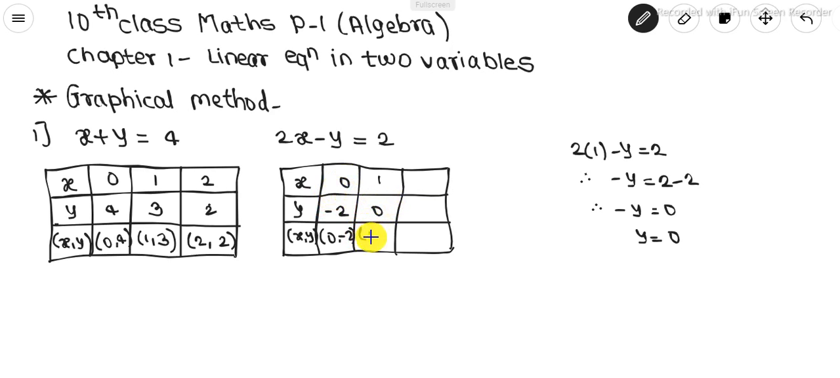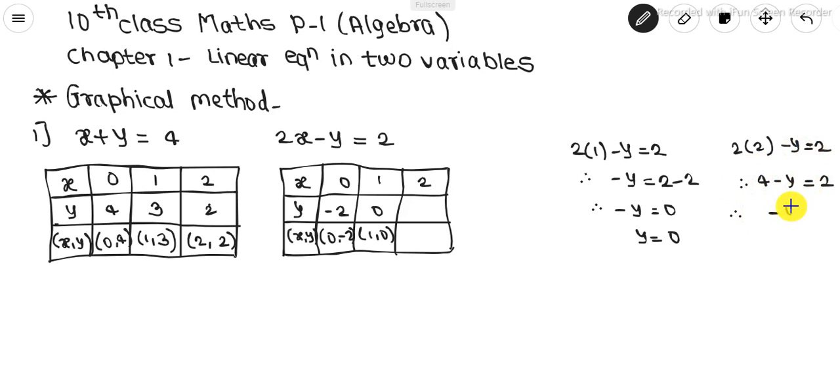This is the second coordinate, 1, 0. Now if we put the value of x equals 2, then we get the value of y: 2 multiplied by 2 minus y is equal to 2. Therefore, 4 minus y is equal to 2.